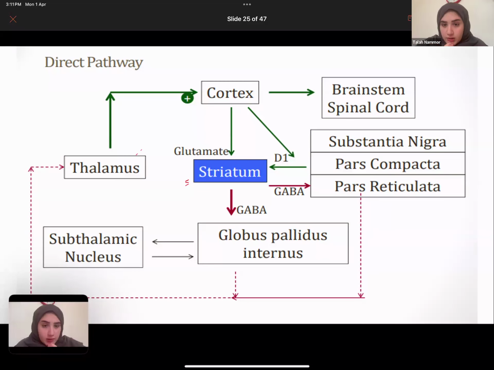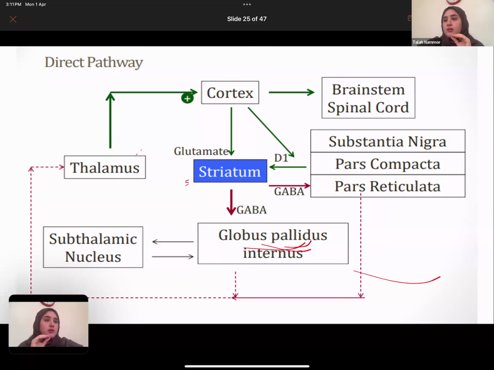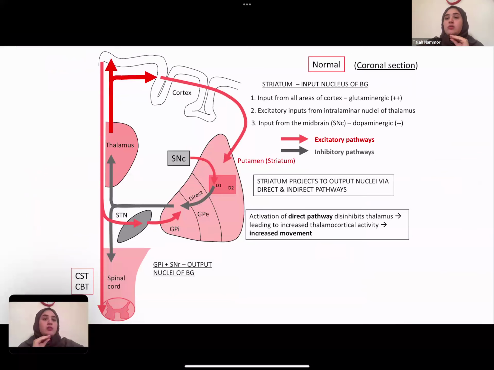Since it's all clear, we can move on into the next part. So this is the direct pathway. Khlisna, oh my God. Khlisna in the direct pathway. I included Dr.